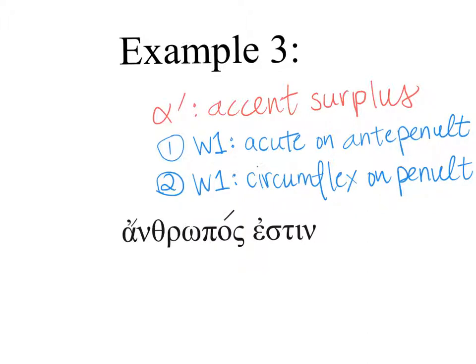And when we do that, when we put this extra acute on the ultima of word 1, we have 2 accents here, and the enclitic itself gets no accent. So this is the final answer, anthropos estin.